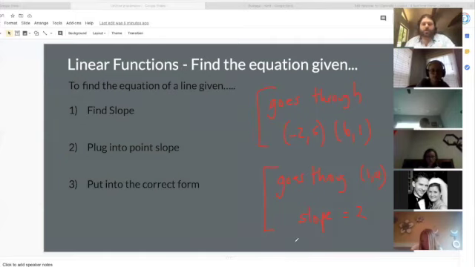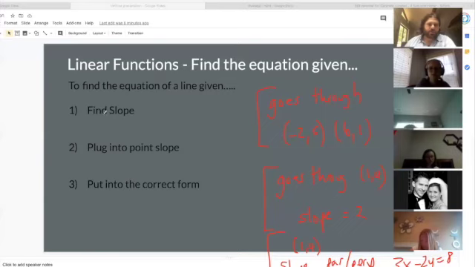The third option is they're going to say goes through 1, 4 and has a slope that is parallel or perpendicular to another line. And they'll say, you know, 3x minus 2y equals 8. So in this case, they're giving you a point, and then they're saying it's parallel or it's perpendicular to another line. So we already know how to find the slope of that line that they give us, right? We just did that. So you would find the slope of that line, and then you would use that slope.